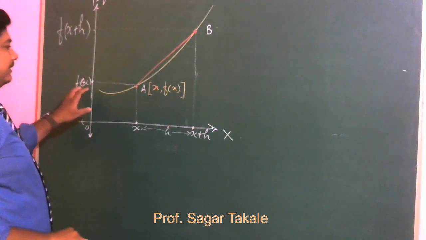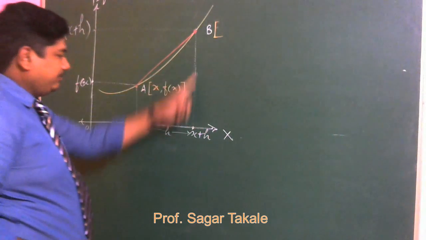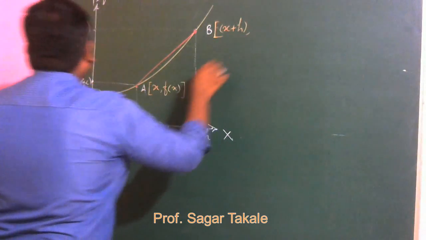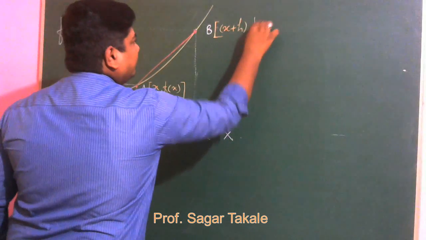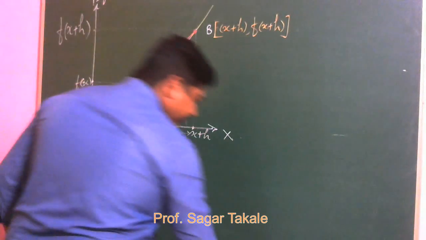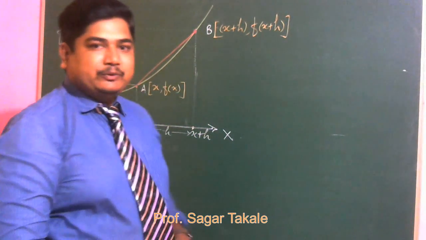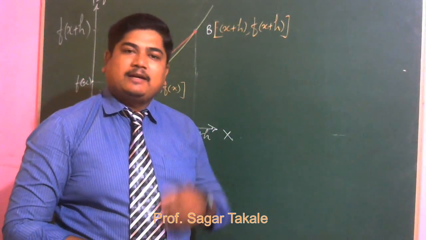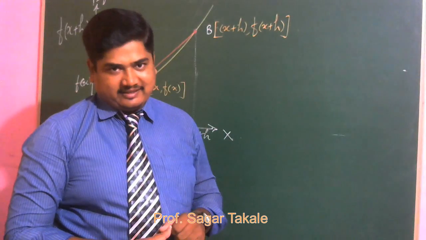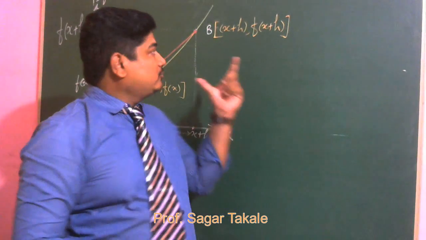The next point is B. What will be the coordinate of point B? The x coordinate is x plus h, and the y coordinate is f of x plus h. If you have two points, can you find out the slope of that particular segment? Yes, definitely, just like a straight line, which we have taken as AB. Can you get the slope of AB now?